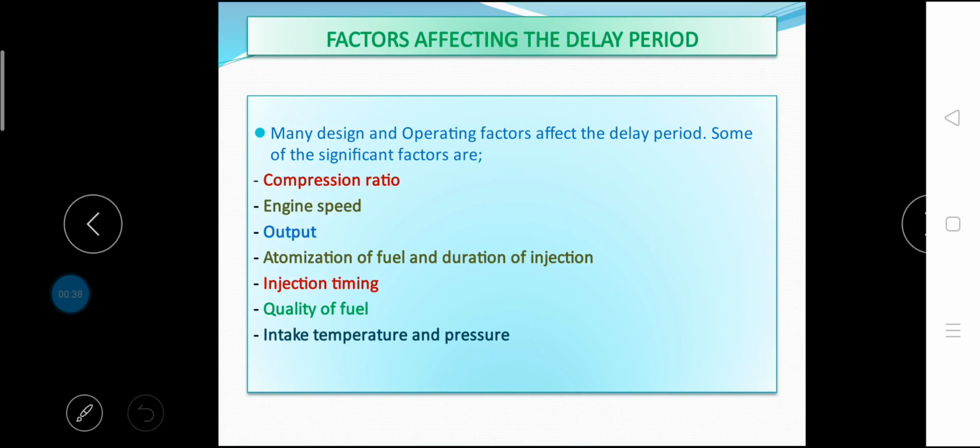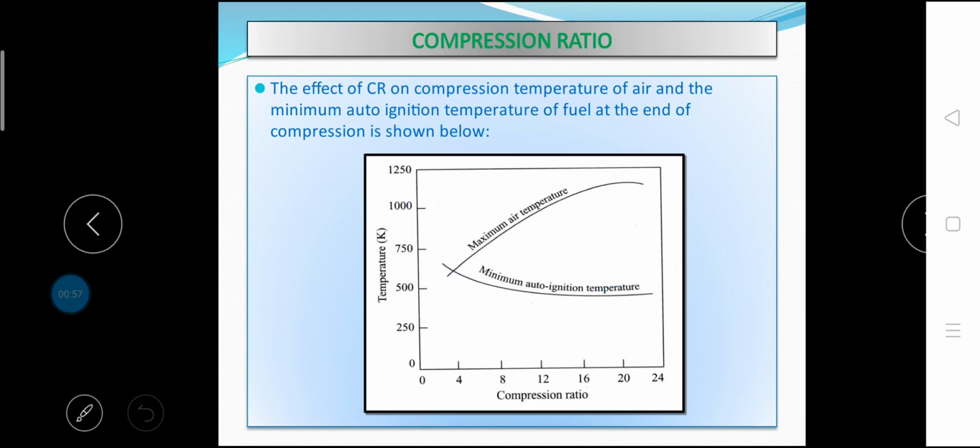Let's discuss what are the main factors affecting the delay period. That contains compression ratio, engine speed, output, atomization of fuel and duration of injection, injection timing, quality of fuel and intake temperature and pressure. Let's discuss one by one.